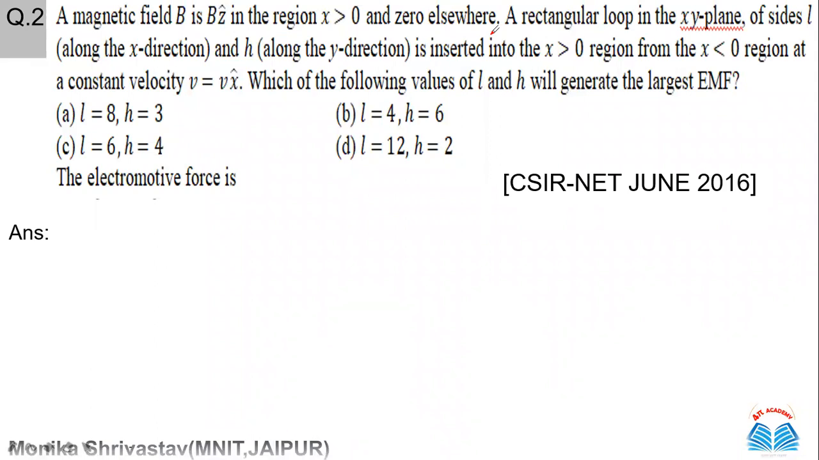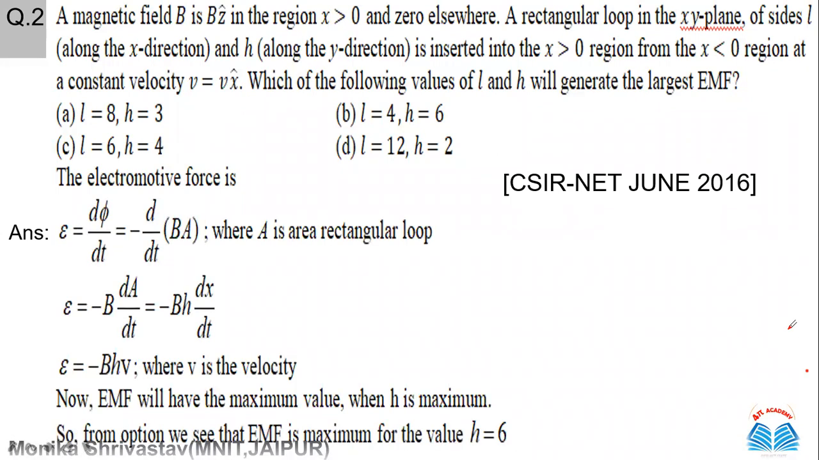By v equals vx cap, we can understand that the velocity is in the x direction. So which of the following values of L and H will generate the largest EMF? Okay, we have to calculate the values of length and height of that rectangular loop in the xy plane, so that we can have the largest EMF in output. This question was from NET June 16, and yes, here is the answer.